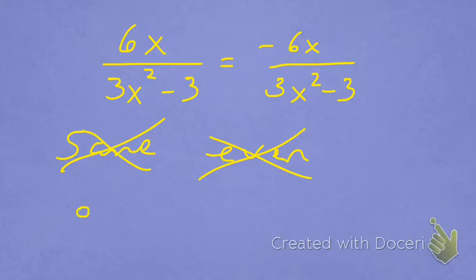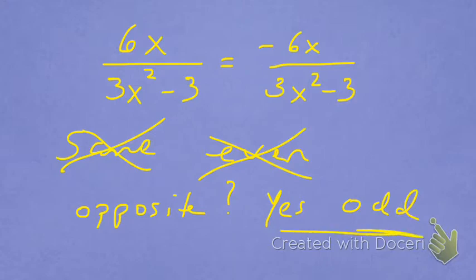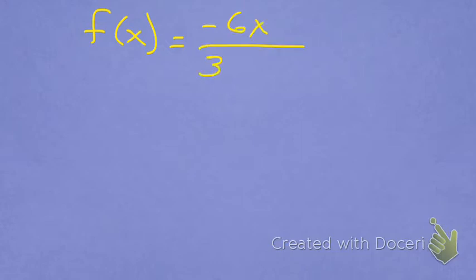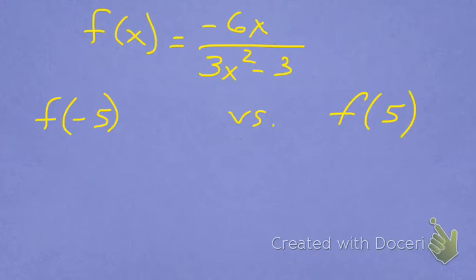Does the left look like the opposite of the right? Oh yes, it does. It does look like the opposite. So we would conclude that this is an odd function. Who knew? Now let's just say you wanted to investigate this function for a specific value of x. You could compare, what do you get with f of a negative 5 versus f of a positive 5?